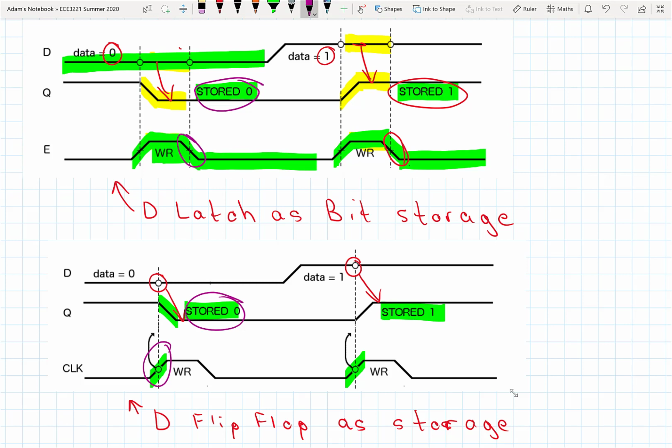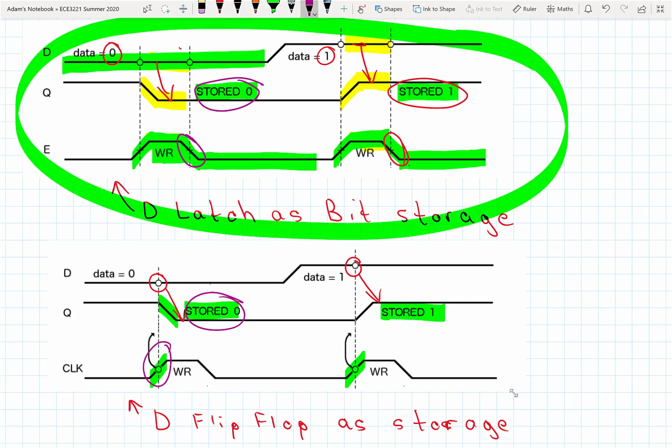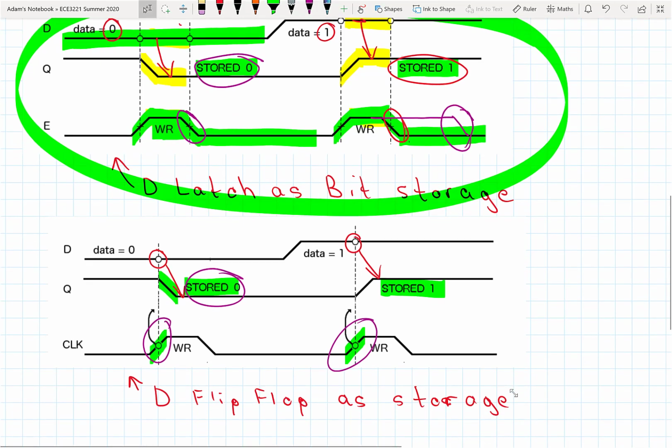Okay, so the behavior might look identical, looking at these timing diagrams, but the key difference is, imagine looking up at this diagram on top here, if we were to stretch out this write signal, the value at the output would only get stored when the write signal actually went back to the inactive state. Whereas with my flip-flop, my edge triggered device, it's stored immediately. It's stored immediately on that rising edge.